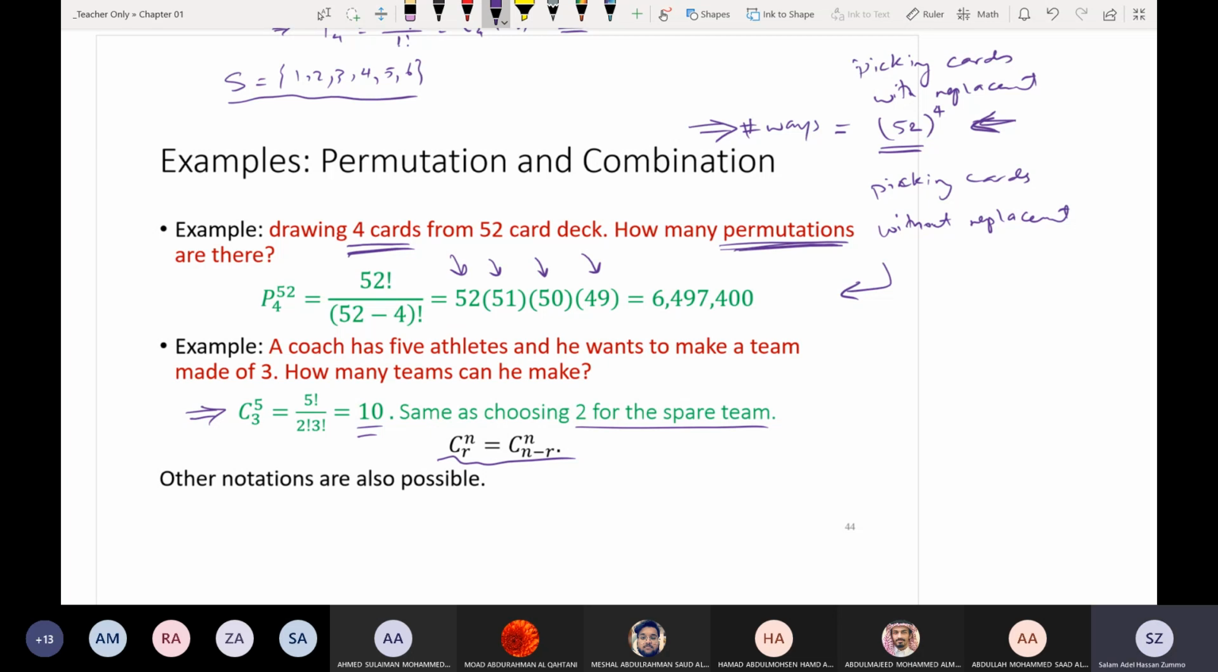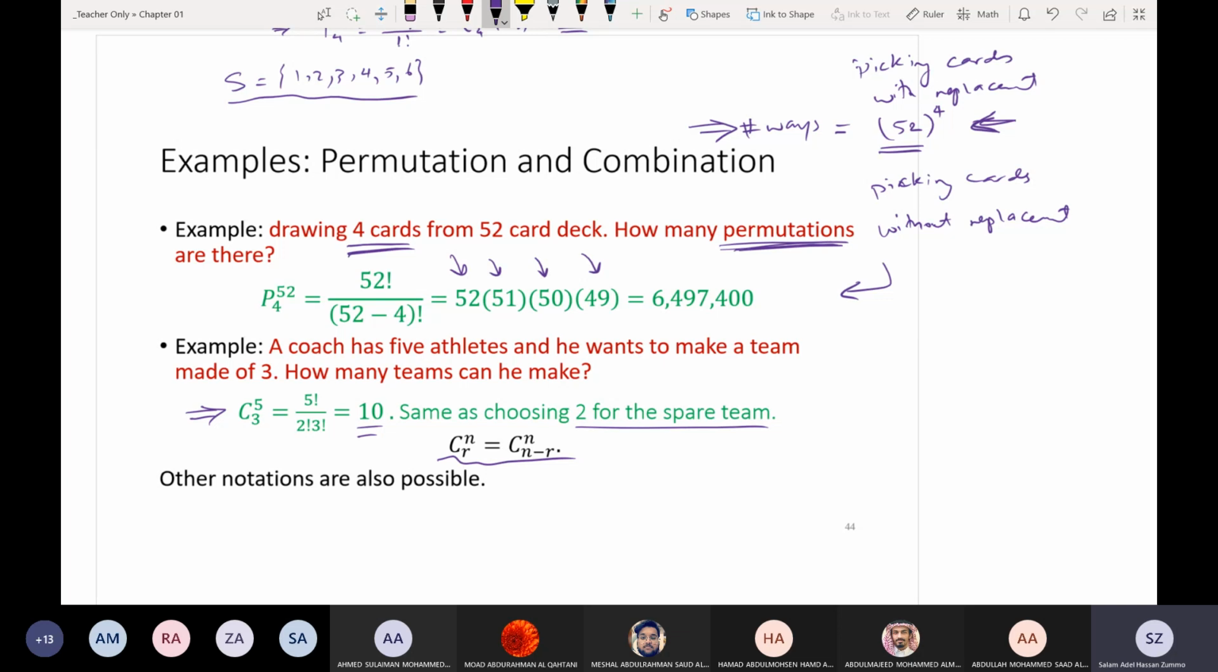Now if I ask you the same question: a coach has 5 athletes and he wants to make a team made of 3, where he wants to give every one of them a specific position: one attack, one defense, one goalkeeper. In this case, how many times can he make such a team? 60. Why? 60.